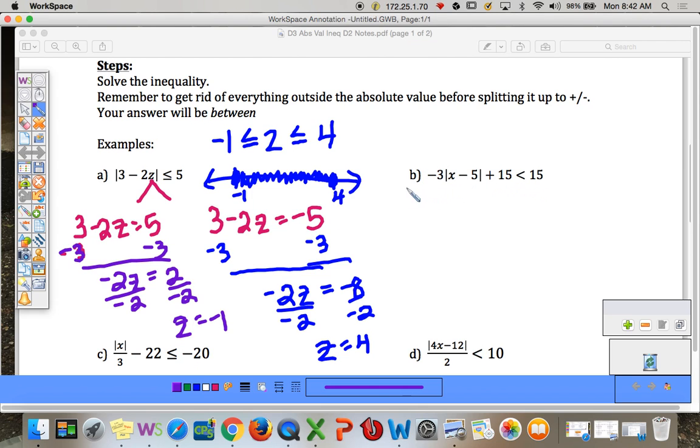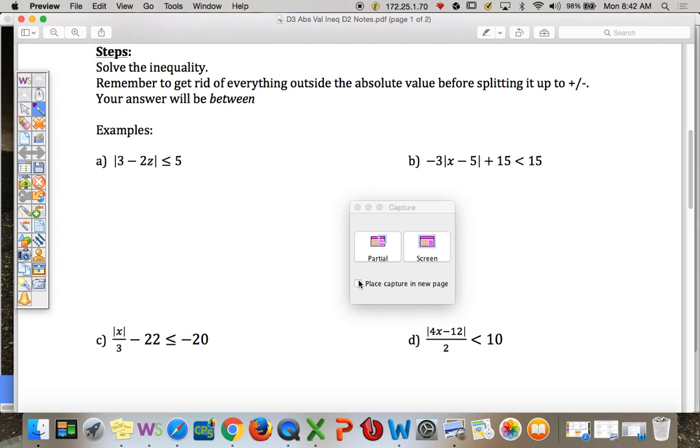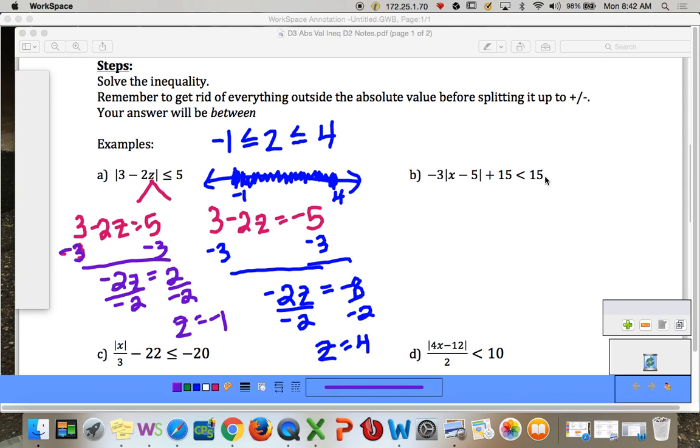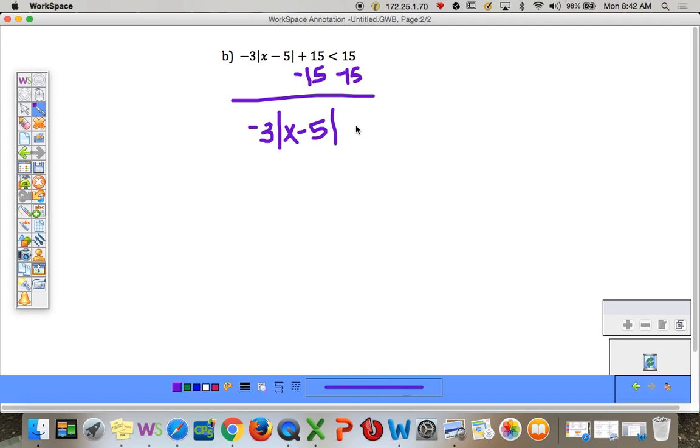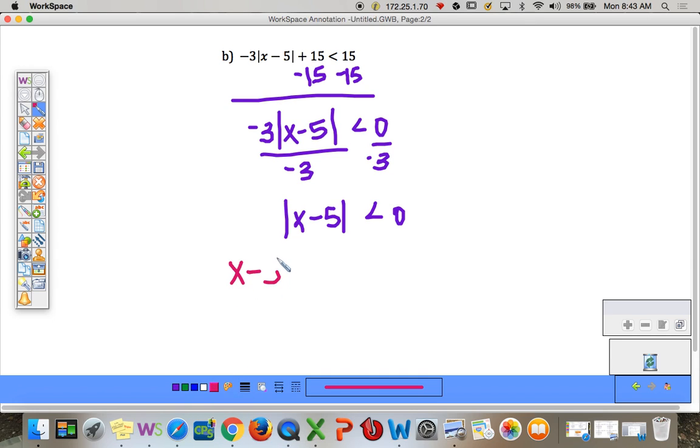There are some numbers on the outside of this absolute value. So we're going to get rid of those numbers first before we split it up into plus and minus. So the first step is subtract 15 from each side. We get negative 3 times the absolute value of x minus 5 is less than 0. Let's divide by negative 3. And we get x minus 5 is less than 0 still. Now we split it up. So x minus 5 equals 0, and we're going to add 5 to each side, and we get x equals 5.